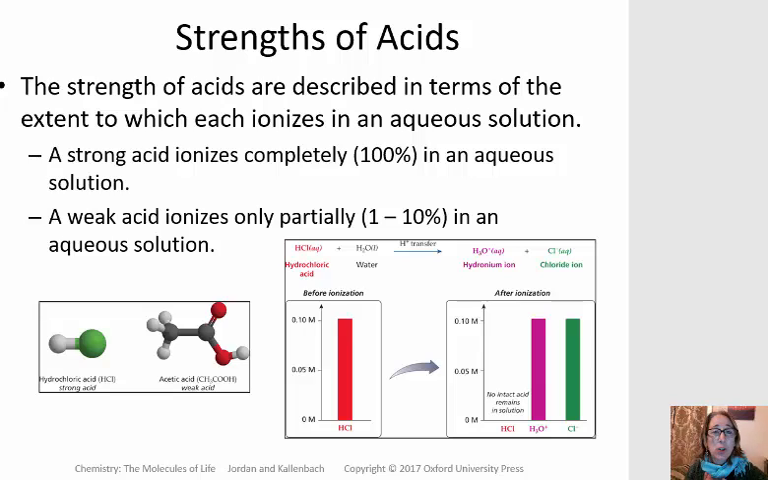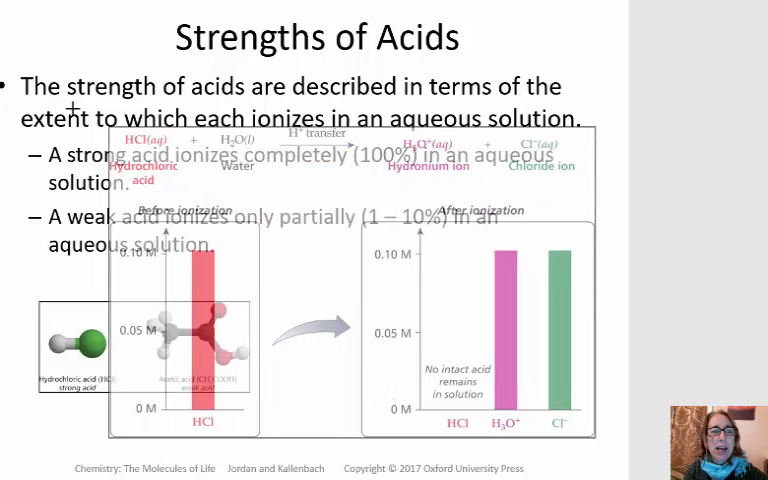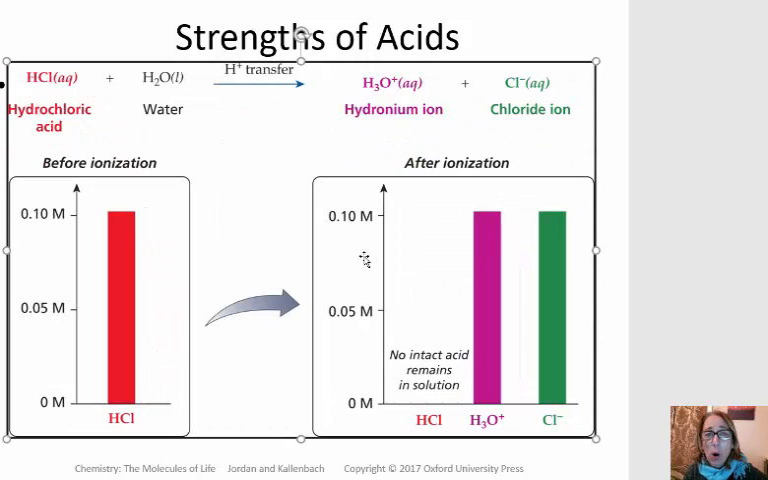Acids can be characterized as strong or weak. Strong acids completely ionize. And what that means, completely ionize, is that the acid completely donates all of its protons to water when it's dissolved in water. So hydrochloric acid is one of about a handful of acids that are considered to be strong, that completely ionize.